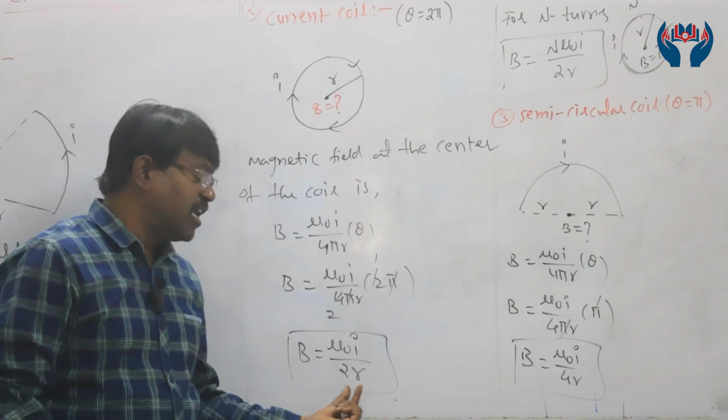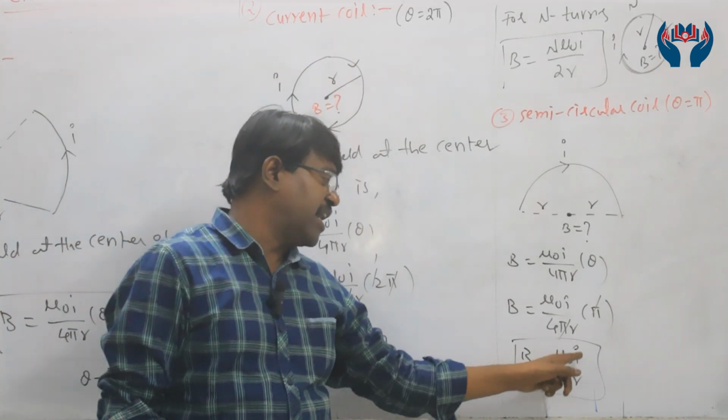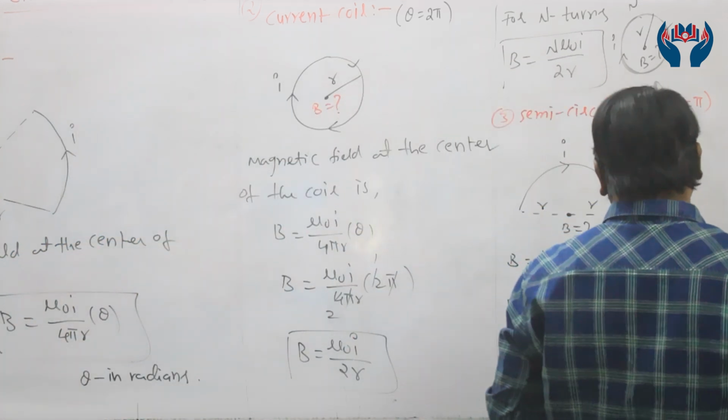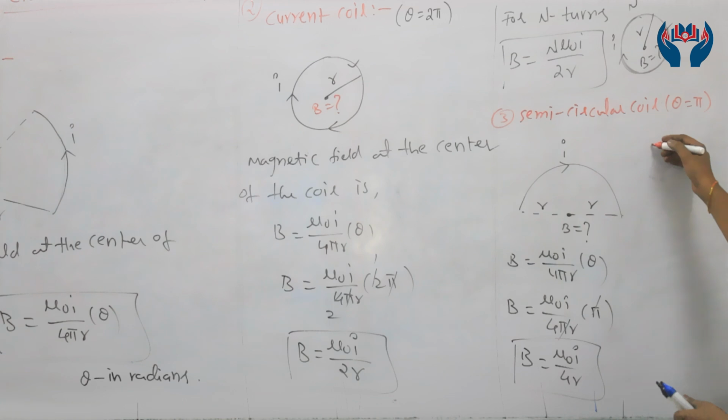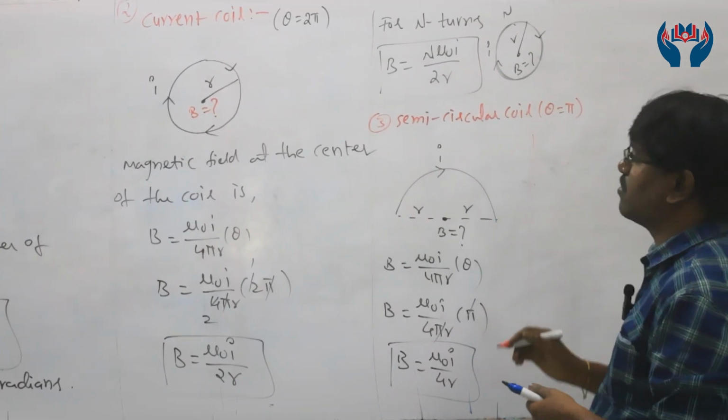Now, due to the circular coil, what is the magnetic field at the center? Mu naught I by 2R. Due to the semicircular coil, what is the magnetic field at the center? Mu naught I by 4R. Suppose a 1 by 4th circle, a quarter circle, what is the magnetic field?